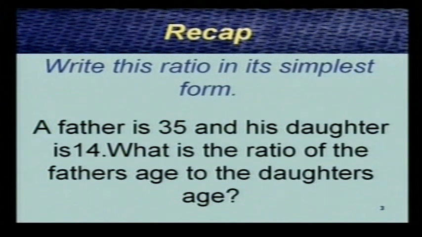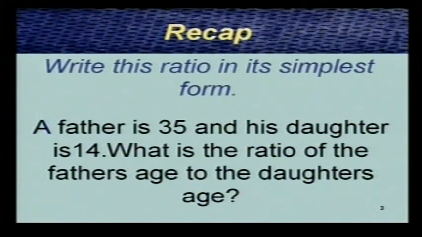Write this ratio in its simplest form. A father is 35 years old and his daughter is 14 years old. What is the ratio of the father's age to the daughter's age? Remember the instruction says simplest form. So what is the father's age, class? Okay, 35. And the daughter's age? 14. So 35 is to 14.